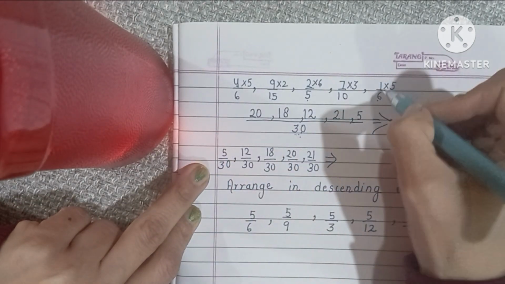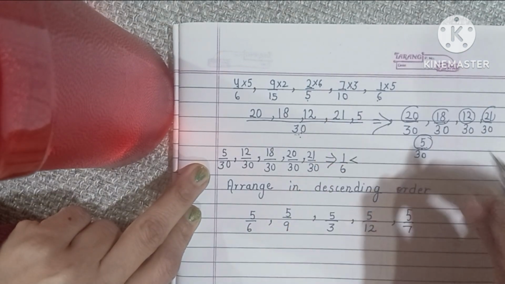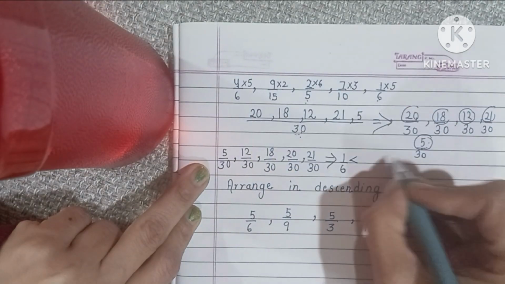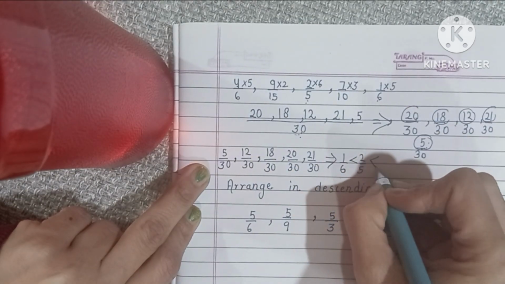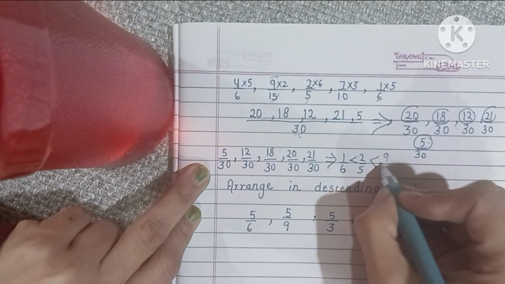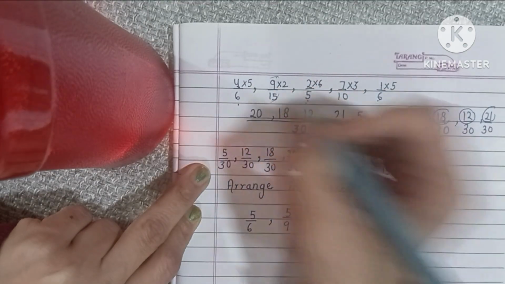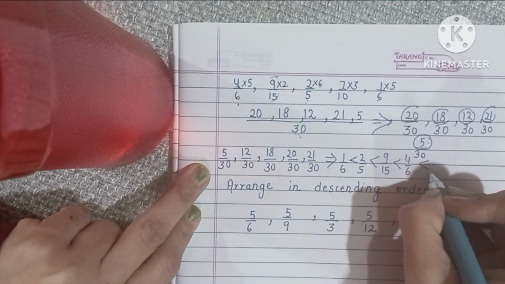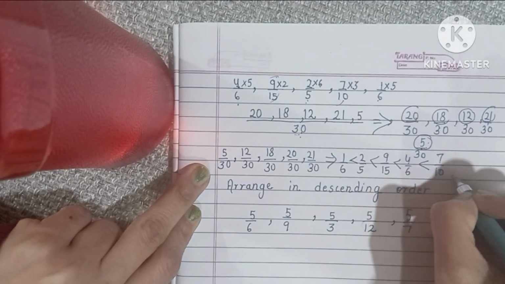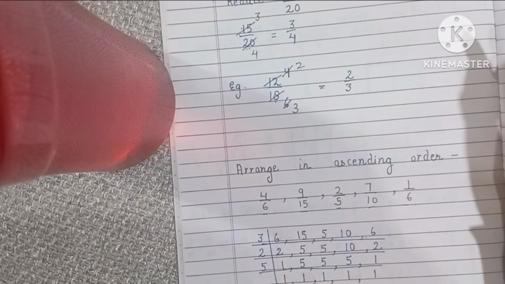Our smallest was the last one, that means 1/6. Then our 12, that means the middle part, 2/5. Then it's 18, then 9/15. Then it's 20, that means 4/6. Then it's 21, that is 7/10. Now you can do the same here.